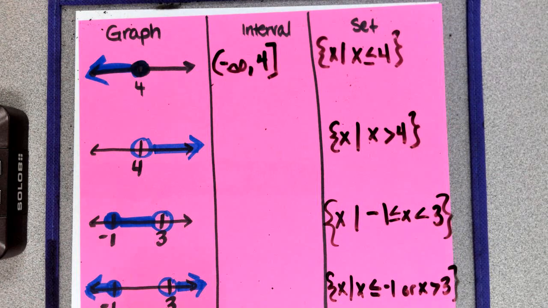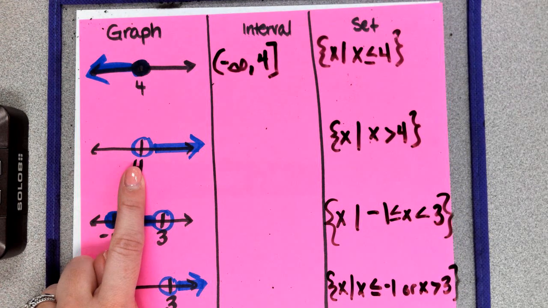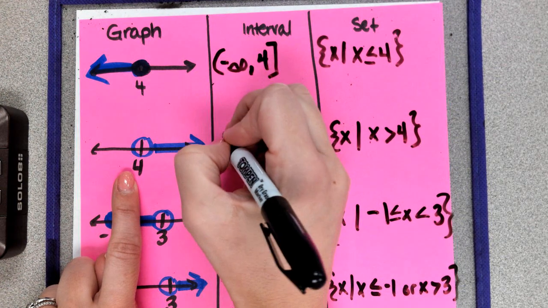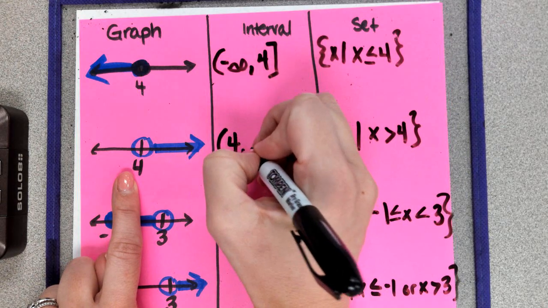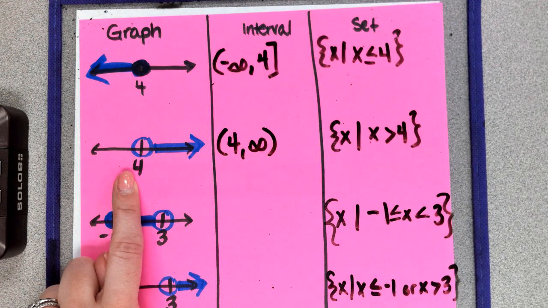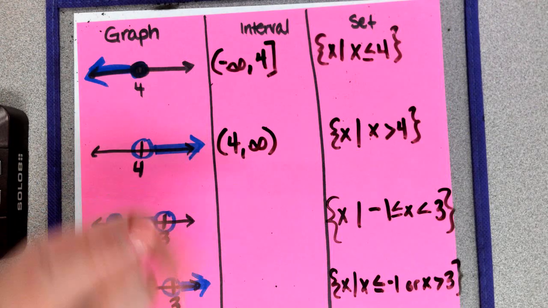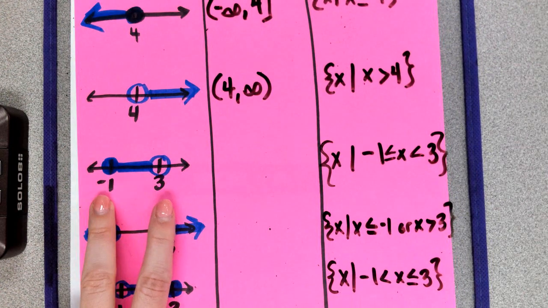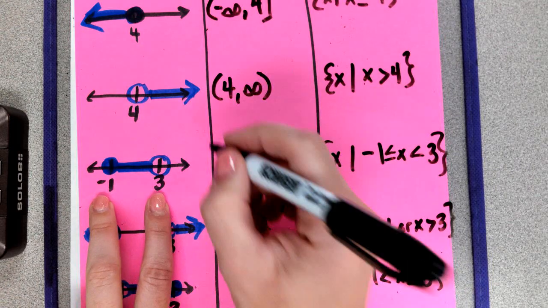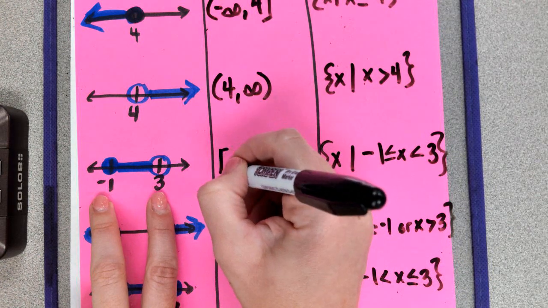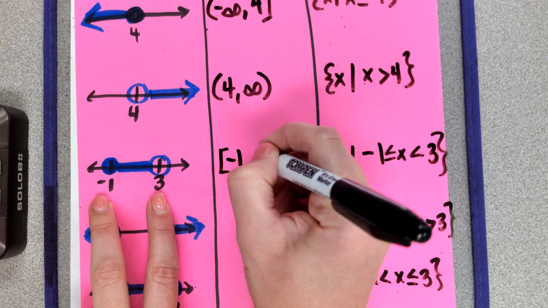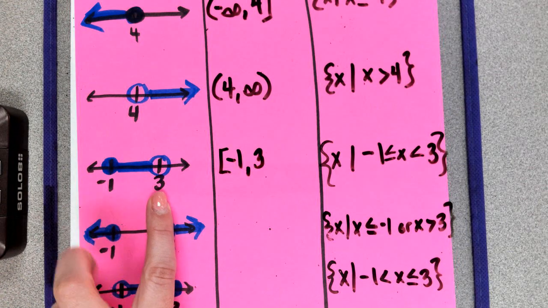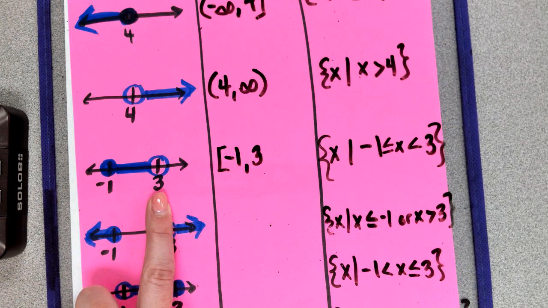This one, the beginning of our interval is 4, but we don't include it because it's an open circle. So this one would be parentheses 4 to infinity. Positive infinity because positive infinity goes to the right. Okay? All right, what about this one? This one begins at -1, but ends at 3. But we're including -1, but not 3. So this one would get bracket -1 to 3.